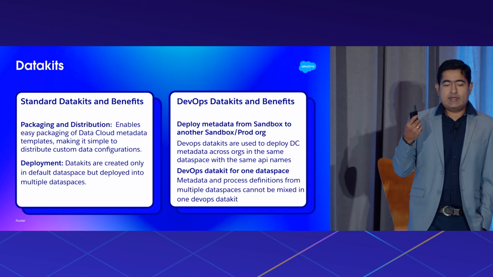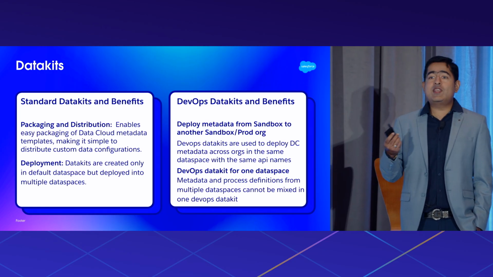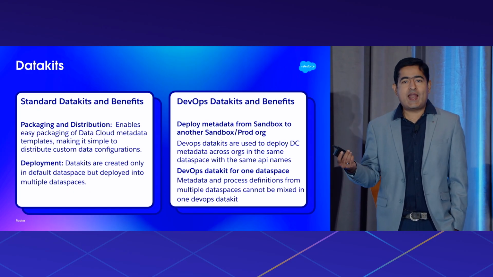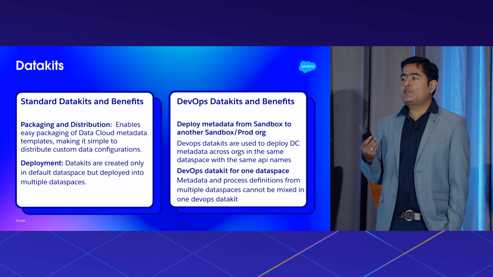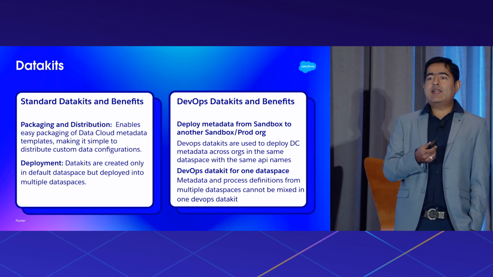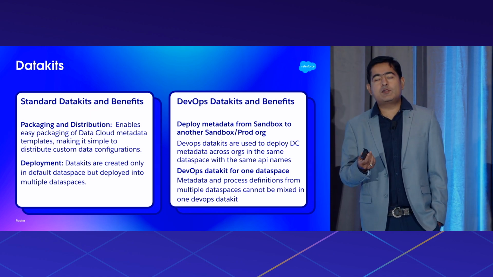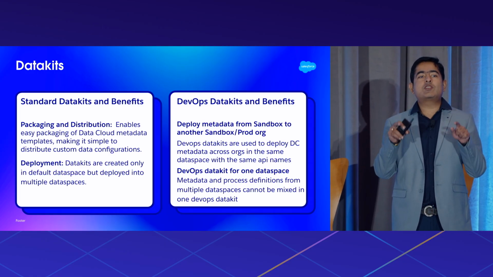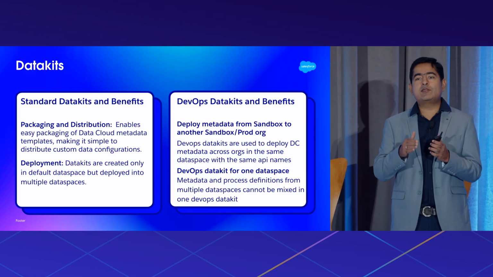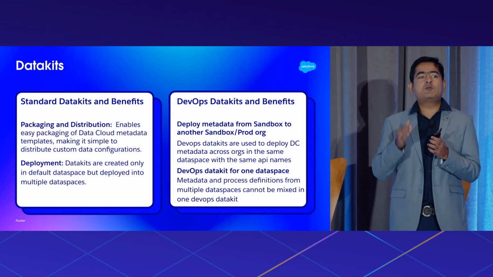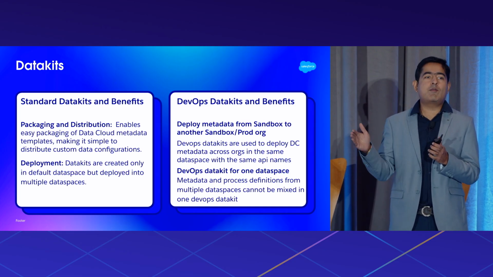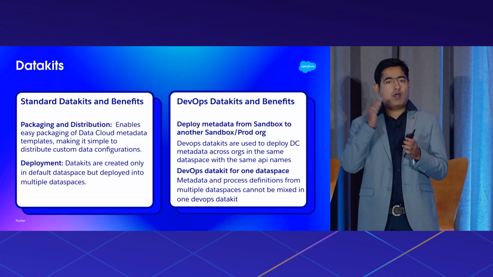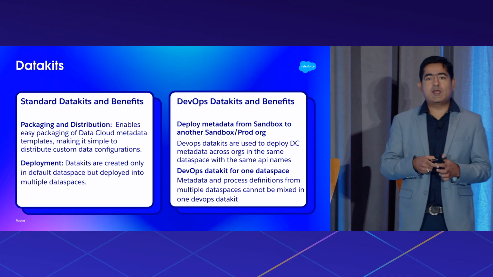And the other type is DevOps data kits. If the goal is to just move the metadata across orgs in your DevOps pipeline, then you should create a DevOps data kit. Standard data kits can only be created from a default data space, whereas a DevOps data kit can only be created in the context of a data space. So if you have 5 data spaces, you'll have to create 5 different DevOps data kits, one for each data space, and the metadata movement can happen into exactly the same data space in your target org as the data space in your source org.